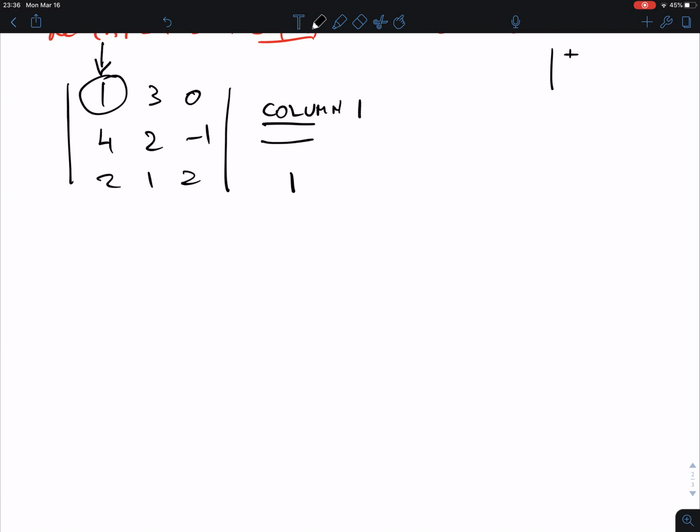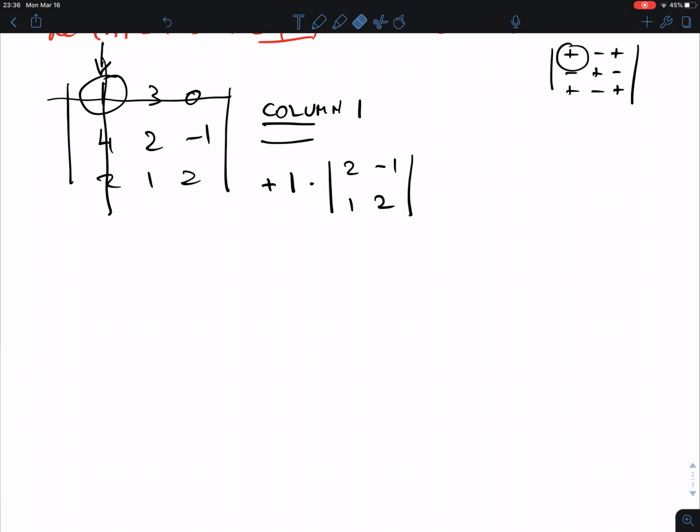I'll keep track here also of my signs. So this is a plus sign, so plus 1 times the cofactor. And the cofactor we get by scratching out the row and the column it belongs to. So we have 2, minus 1, 1, 2. You got that? All right, so let me get rid of these lines.